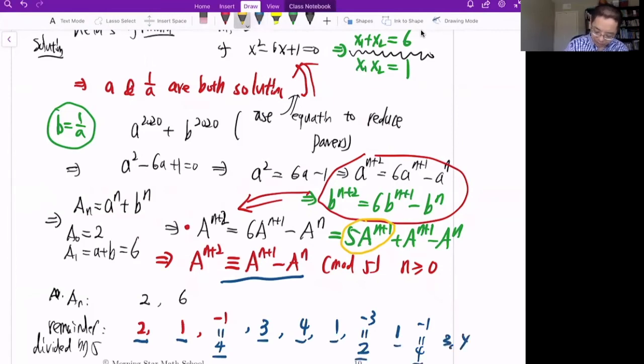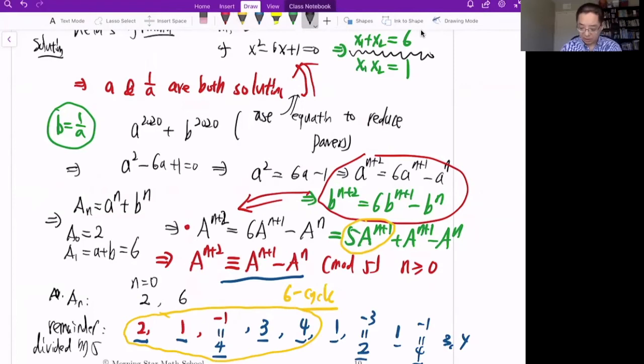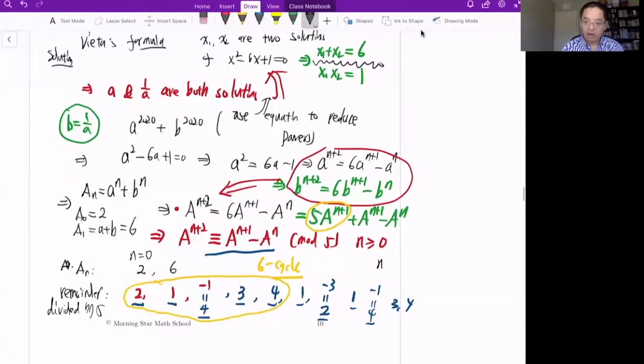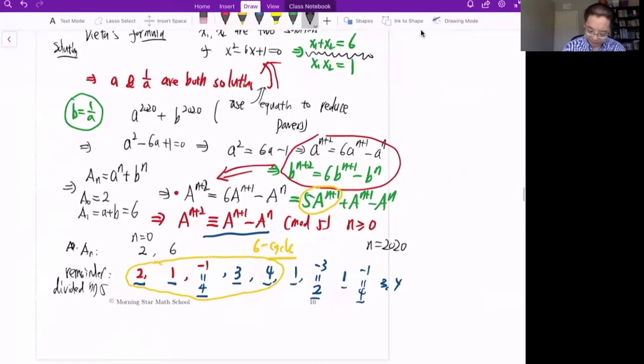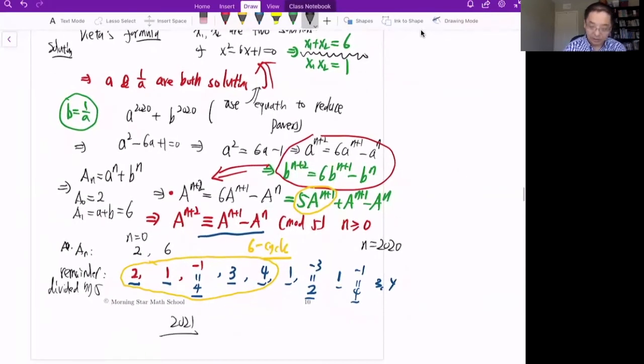which means this is a cycle that has 6 numbers. It's a 6 cycle. Keep in mind we start from n equals 0, all the way to n equals 2020. So in total here we have 2021 numbers. So let's find the remainder when divided by 6.